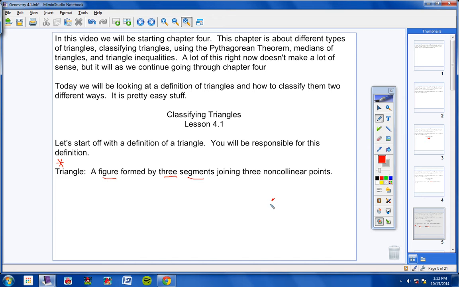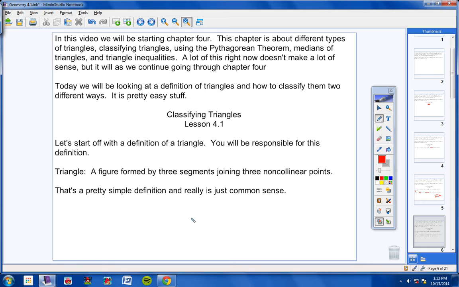That makes sense. Here's a point, here's a point, here's a point. None of those three points are collinear. In other words, all three of those points do not line up in a straight line, and then we connect them with three segments and we get a triangle. A figure formed by three segments joining three non-collinear points. You are responsible for this definition. Make sure you know this. Okay, moving on. Now, that's a pretty simple definition, and really it is just common sense.